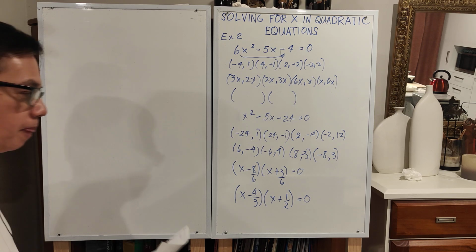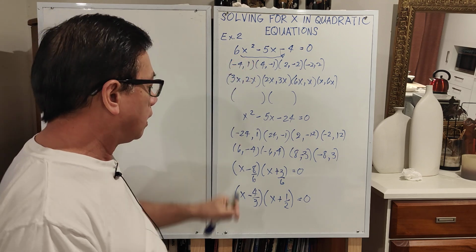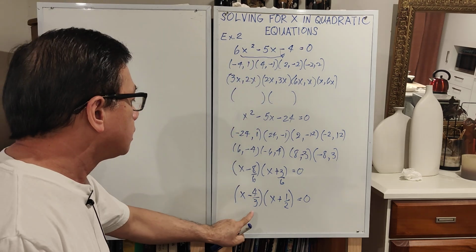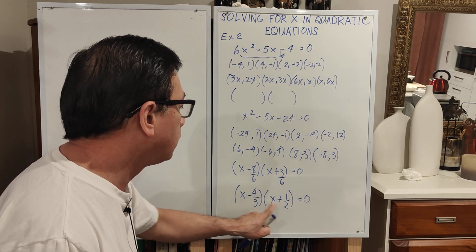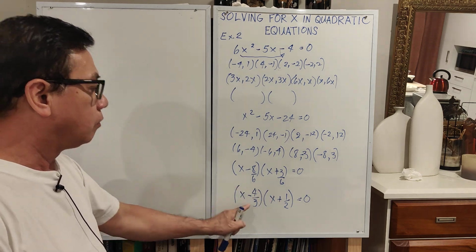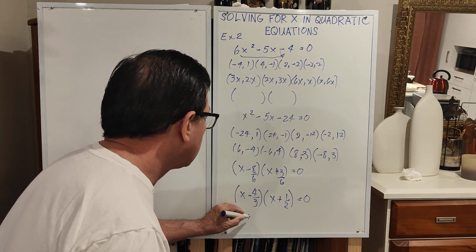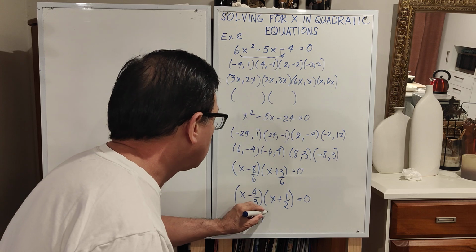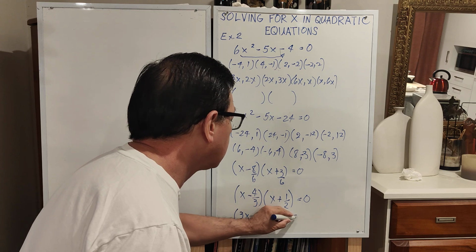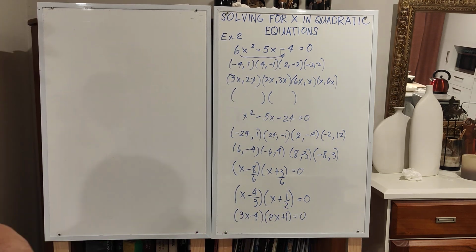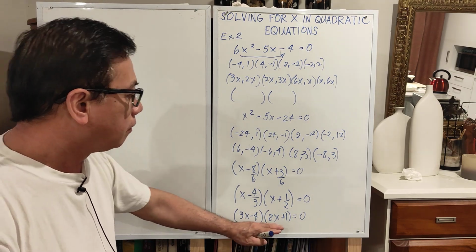Now, earlier, we have removed 6 from x squared. So we will be putting it back. So this 3, we move back to x, and this 2, we move back to x. So it becomes 2x times 3x, it becomes 6x. So this one becomes now 3x minus 4. And then this one goes here, 2x plus 1 is equal to 0. This is now your binomial from this trinomial.